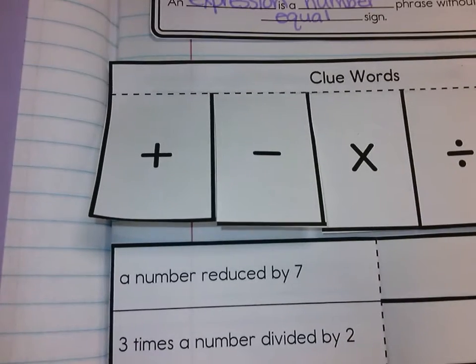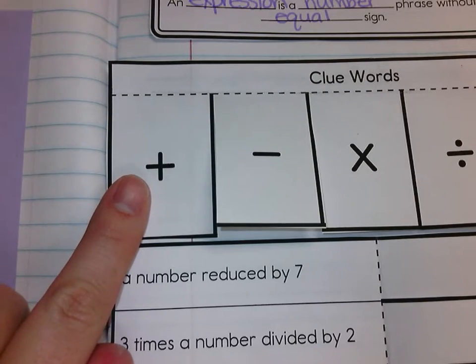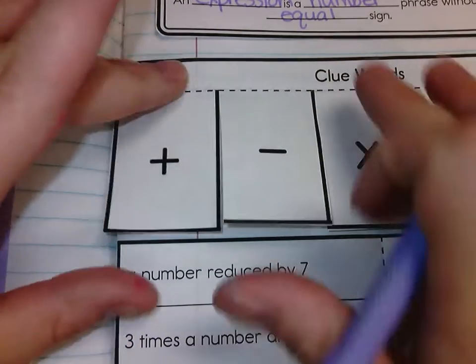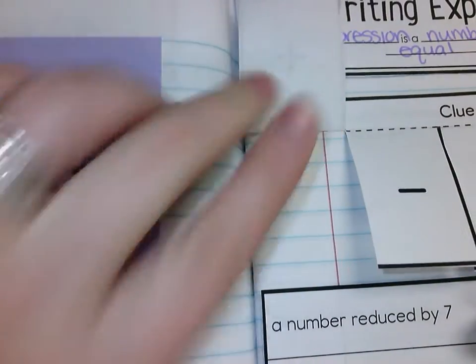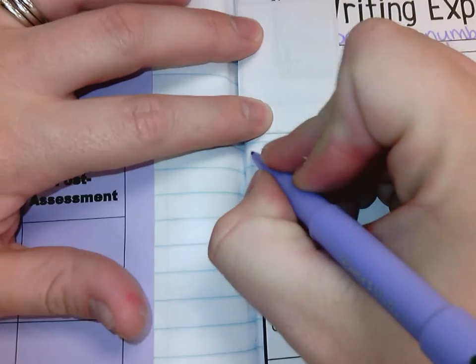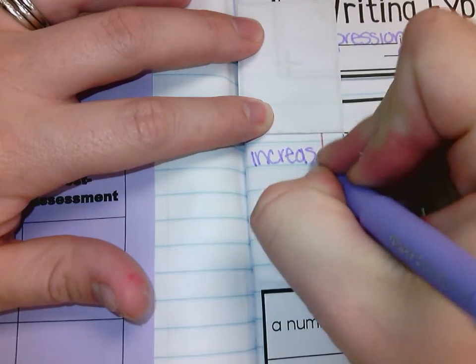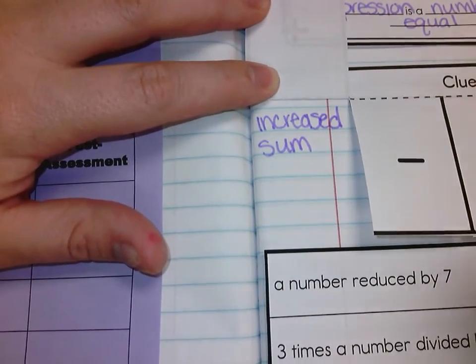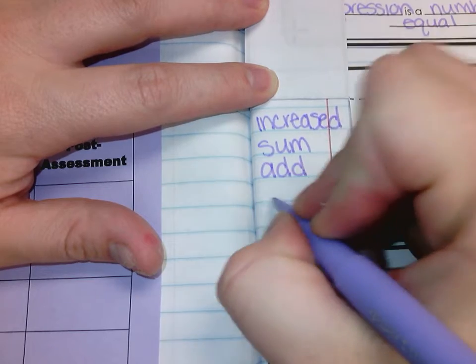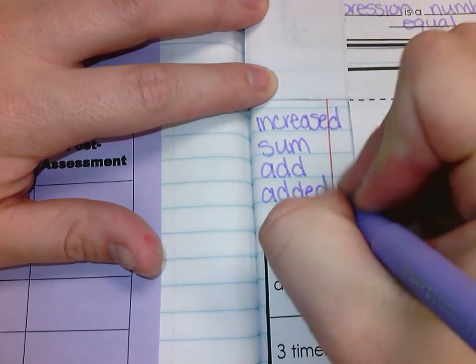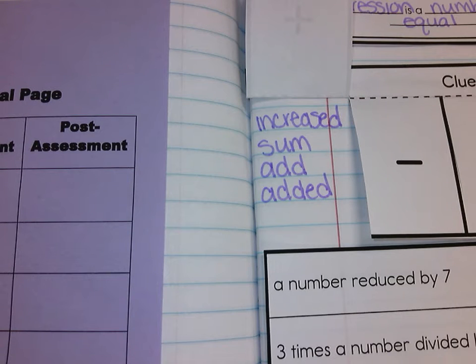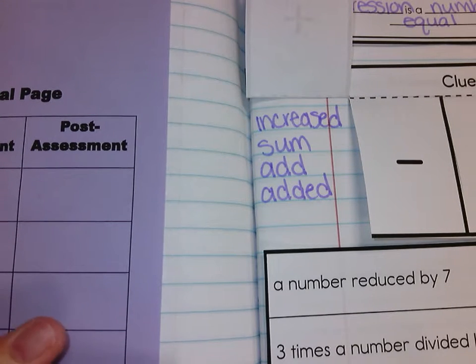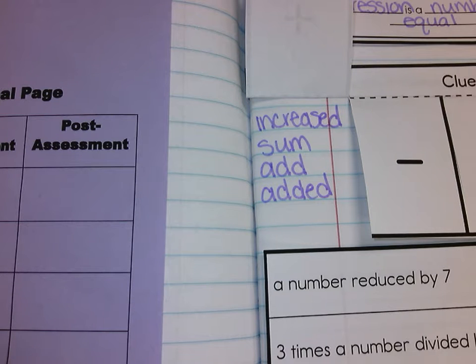Now we're going to come down here to our clue word. And we're going to look at our addition sign. When we're reading problems, some possible clue words that help us know that we're talking about addition could be increased. It could be the sum. Could be the word add or added. Okay, we're going to look over at the sum. If you think of more, you're welcome to add more there.